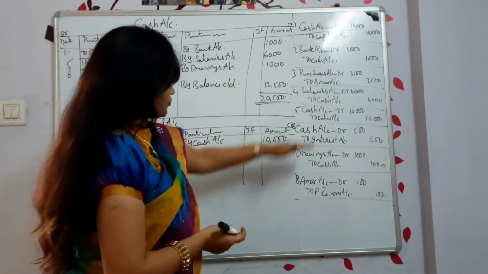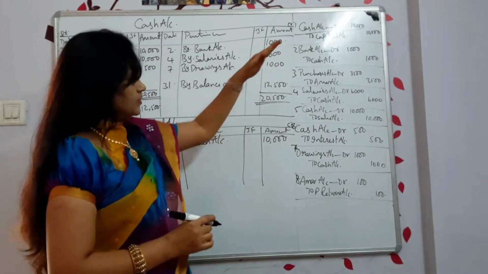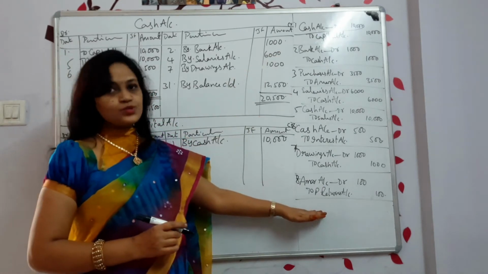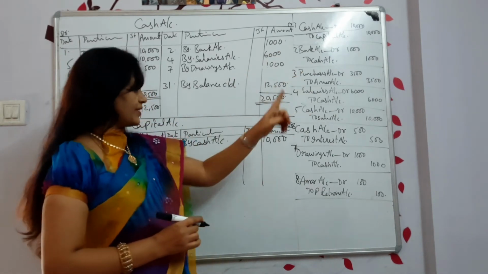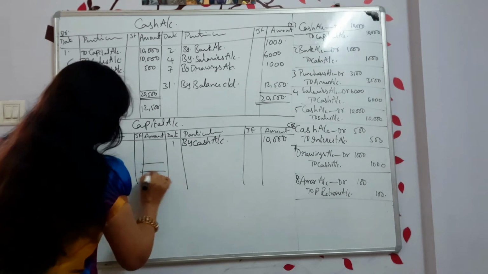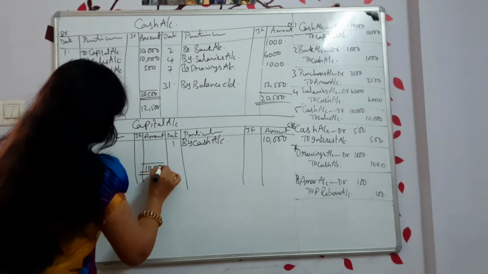Is there any other place where you can find the word capital? Check it out. Is there any other place? No. There is no more capital. Only one capital is there. So do the total. On both sides, 10,000 only.